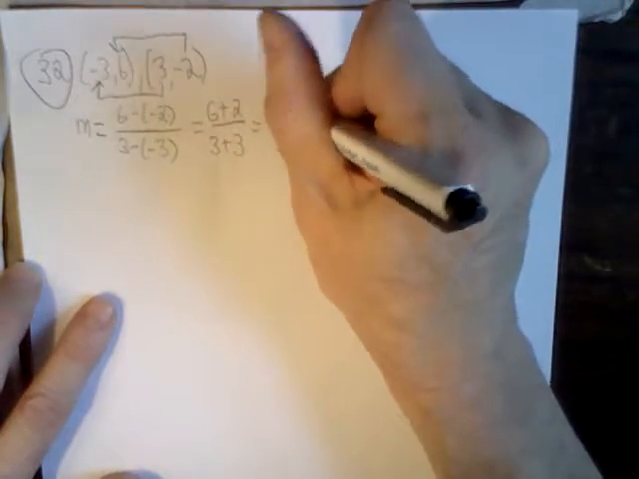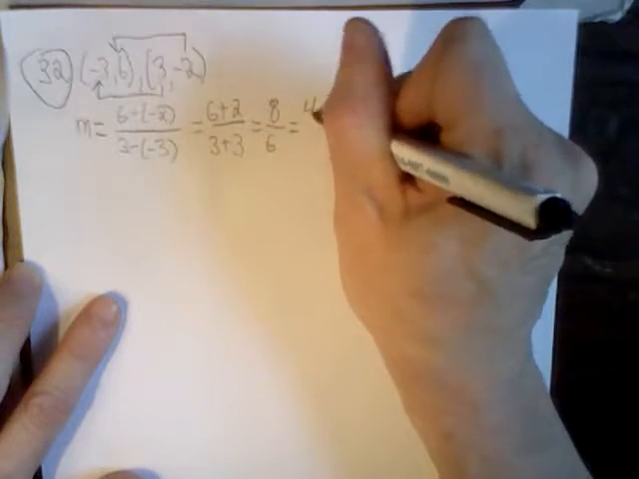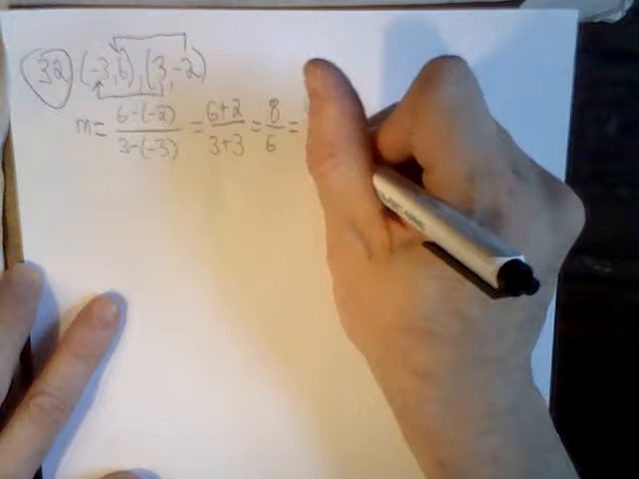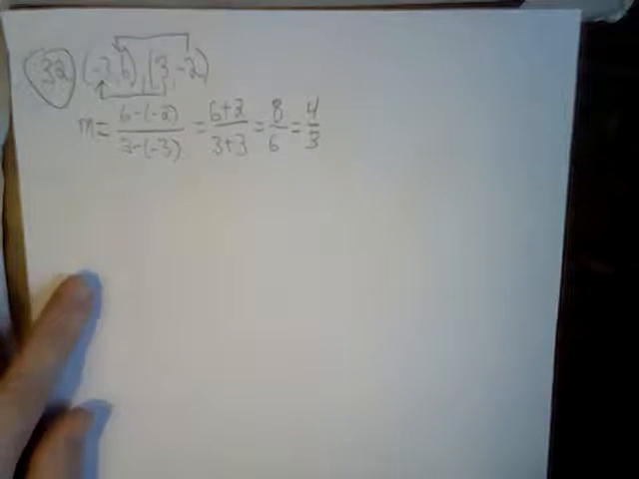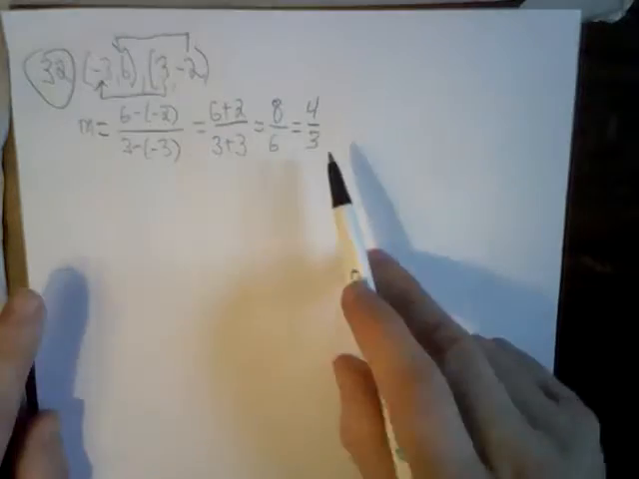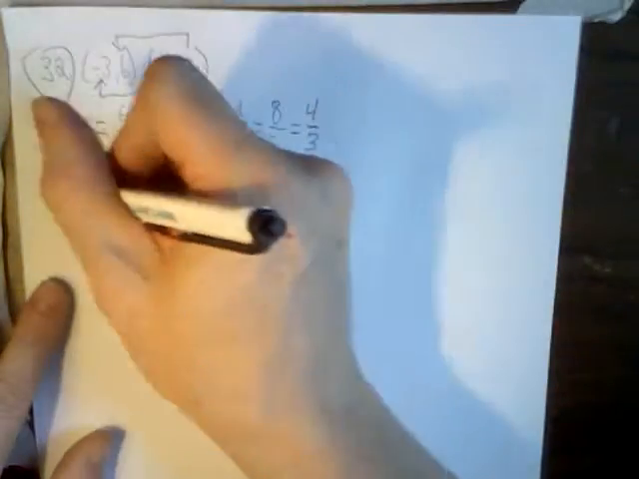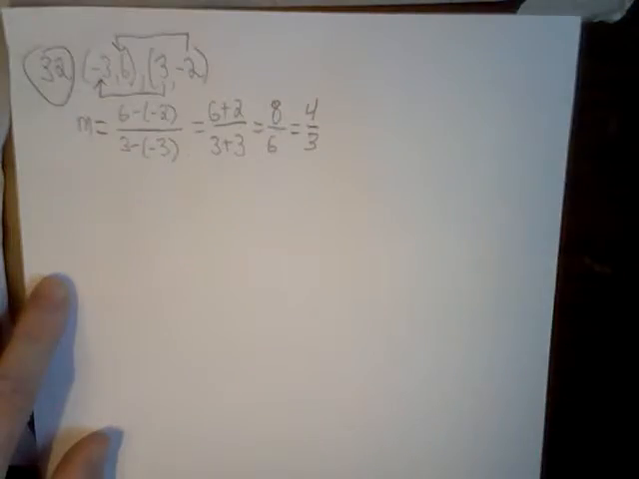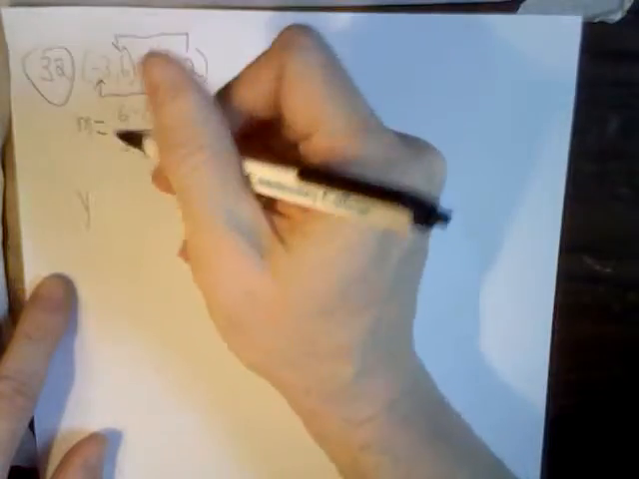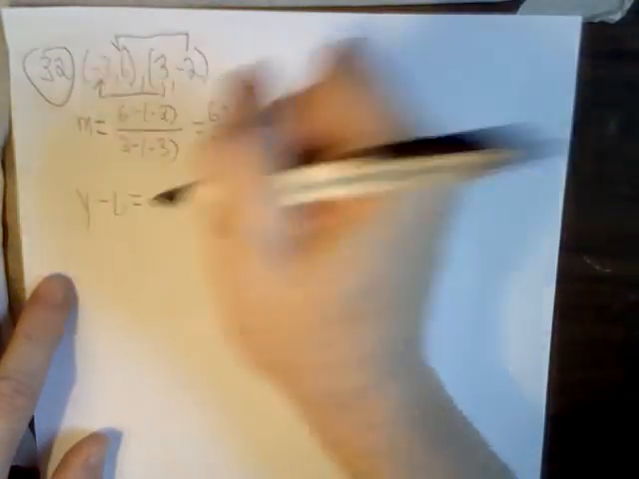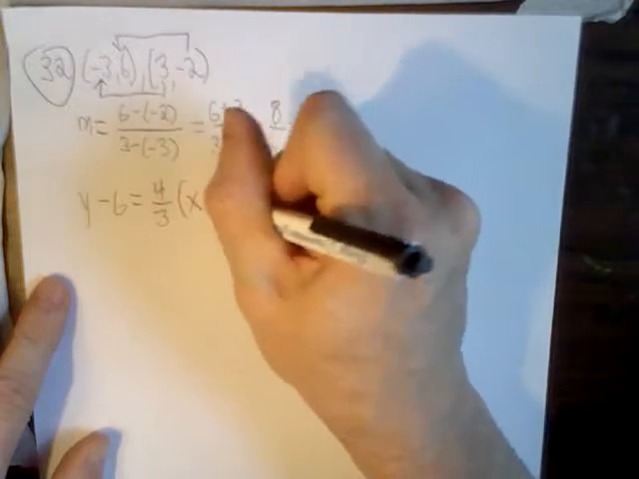6 plus 2 is 8. 3 plus 3 is 6. Simplify, so divide top and bottom by 2. And we're ending up with 4/3 as the slope. Too bad you have a fraction, but here again, I want you to not convert it to decimal form. Let's go to our point slope formula. Use either point. I'll go ahead and use negative 3, 6. So y minus 6 equals 4/3 times x minus negative 3.